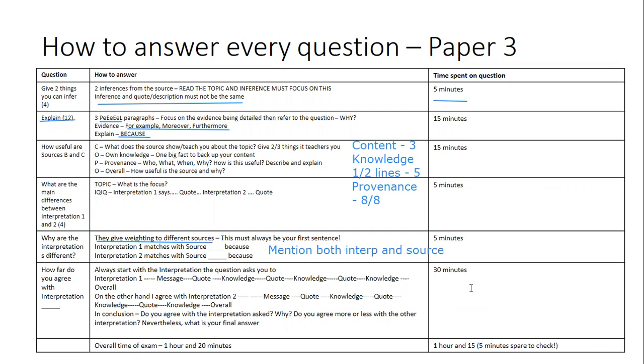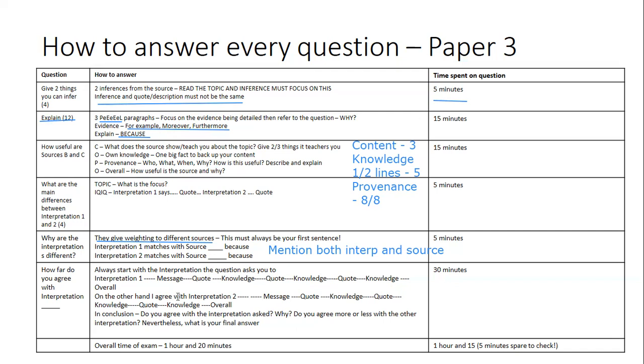If it's a question about why Hitler became the Chancellor, and one of them was about the Wall Street crash, and one of them was about Hitler's oracy skills, which one do you think is the more convincing argument? So you must always start with the interpretation that it asks you, give the message, give a quote that you agree with, give detailed knowledge, give another quote, detailed knowledge, another quote, detailed knowledge, and overall. Make sure your quotes and your knowledge link.